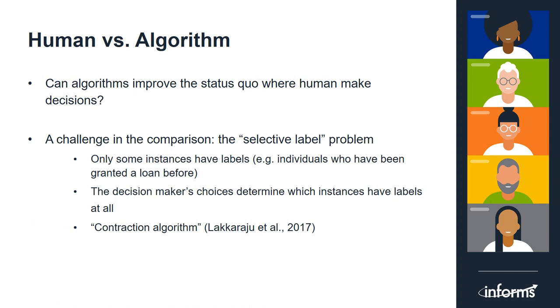Economists are often interested in whether algorithms can improve the status quo. If a decision is not made by the machine, it will most likely be made by a human. Therefore, it makes sense to benchmark algorithms against human judgments. However, it's not as easy to achieve a fair comparison between human and algorithm as it may appear. One significant challenge is the selective labels problem in the data, which means that the process generates only a partial labeling of the instances, and the decision maker's choices determine which instances have labels.